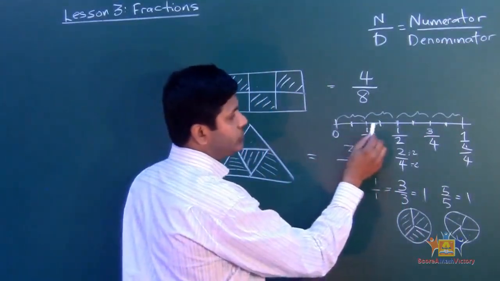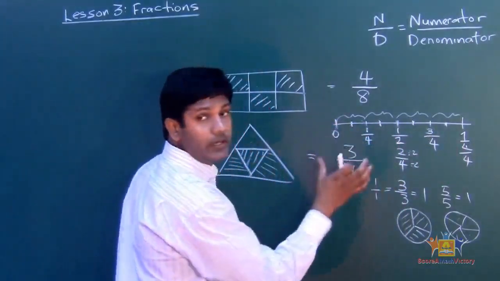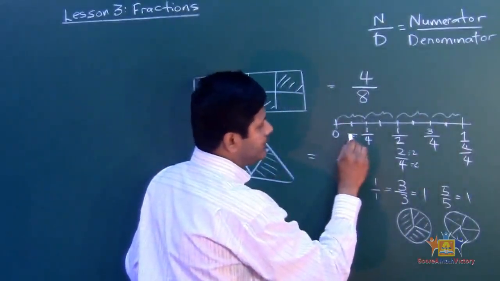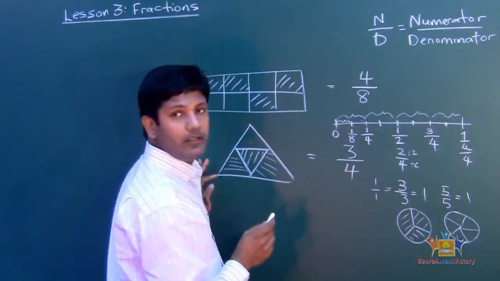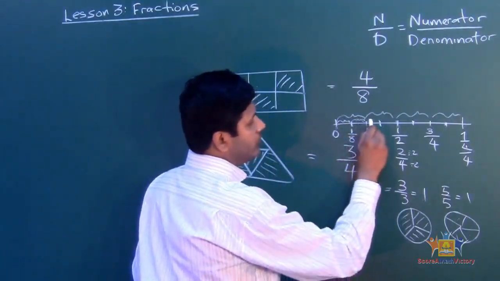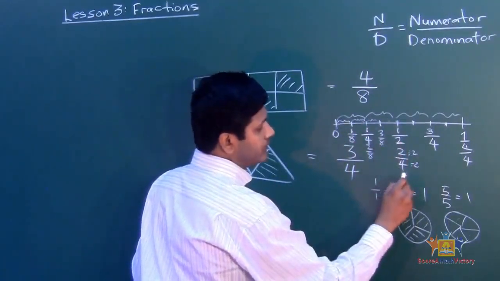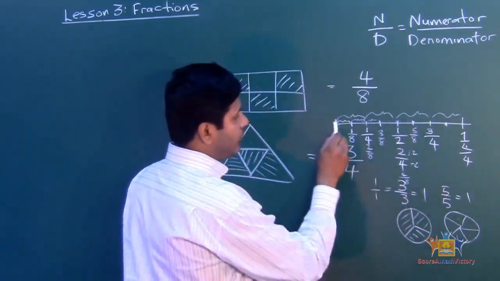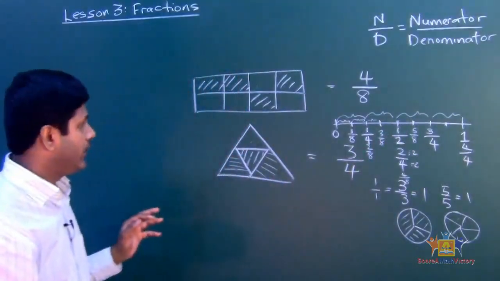How many are there? 1, 2, 3, 4, 5, 6, 7, 8 parts. That size has been broken into 8 parts to make it 1. That means this is over 8. The first one is 1 over 8, and this one will be 2 over 8, this one 3 over 8, this one 4 over 8, and this one 5 over 8, because 1, 2, 3, 4, 5. Does that make sense?